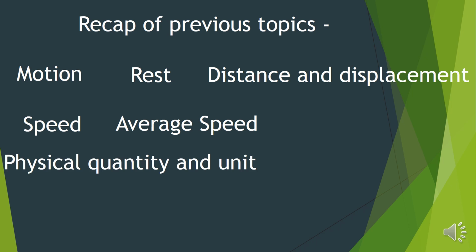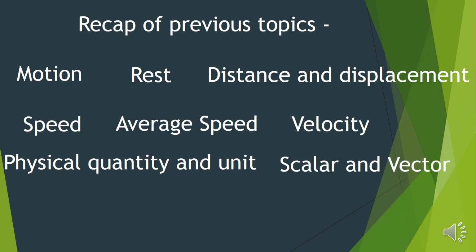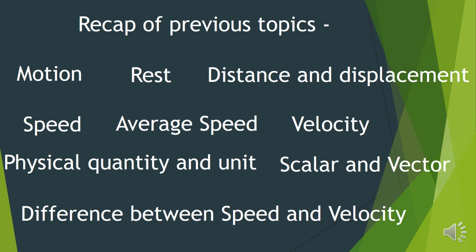Then we saw about physical quantity. What is a physical quantity? How do you derive the unit of any physical quantity? Then we studied velocity, its definition, unit, how do you write the unit? And we also saw what are scalar quantities and what are vector quantities. And then in the last video we discussed the difference between speed and velocity.